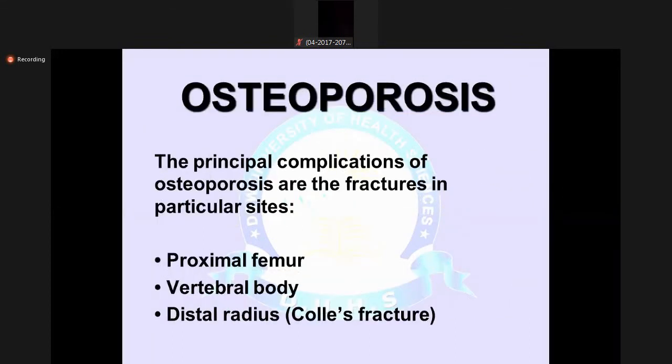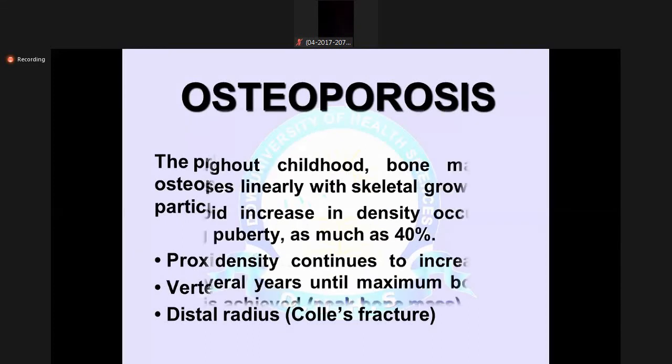The principal complications of osteoporosis are fractures at particular sites, and the three most important sites involved are the proximal femur, the vertebral body, and the distal radius. These are the commonest sites for fractures in osteoporosis. A very common fracture is the fracture of the hip, which is basically the proximal femur involved in osteoporosis.